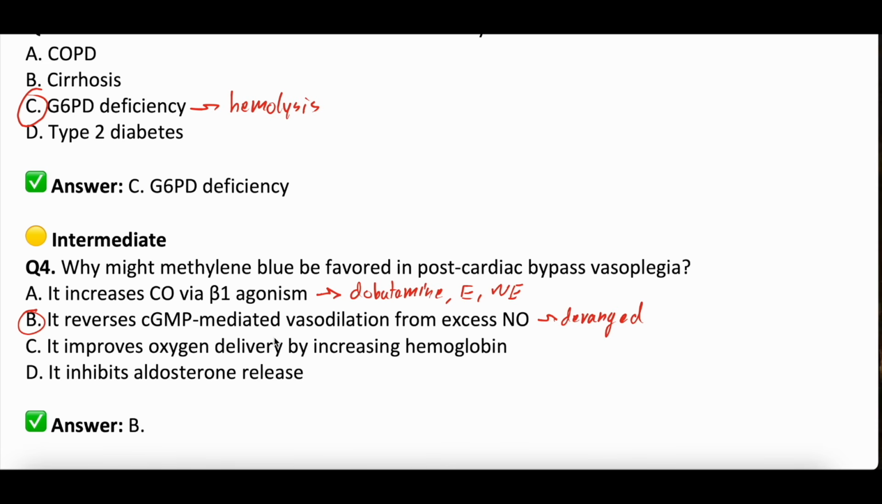C, it improves oxygen delivery by increasing hemoglobin. No, this would be blood transfusion, packed red blood cells. Vasopressors don't do this. D, it inhibits aldosterone release. So angiotensin II increases aldosterone release. Methylene blue does not. Methylene blue is not involved in this pathway.